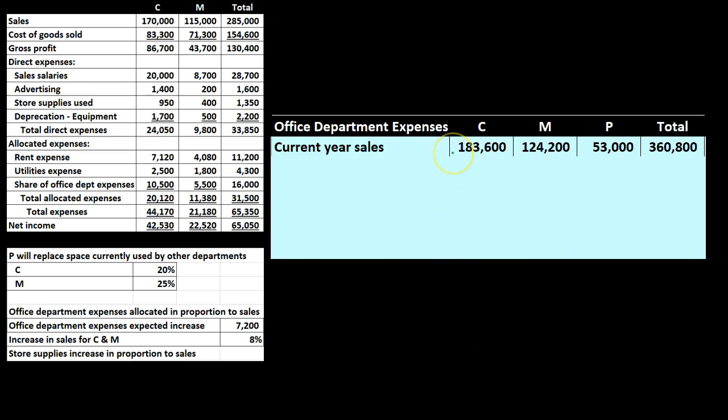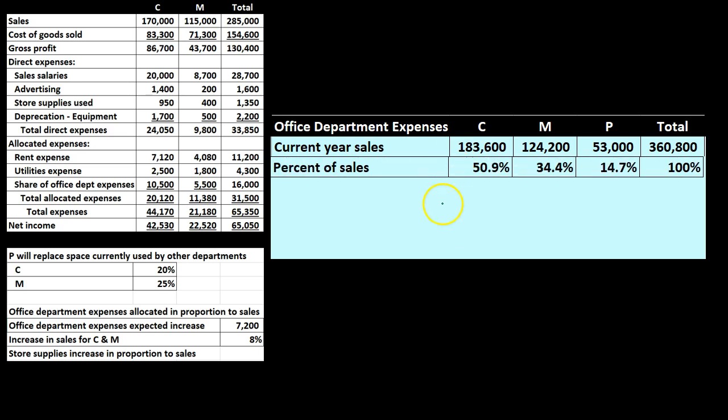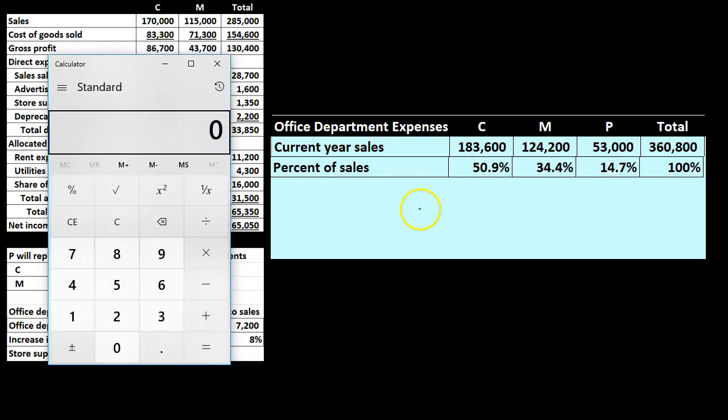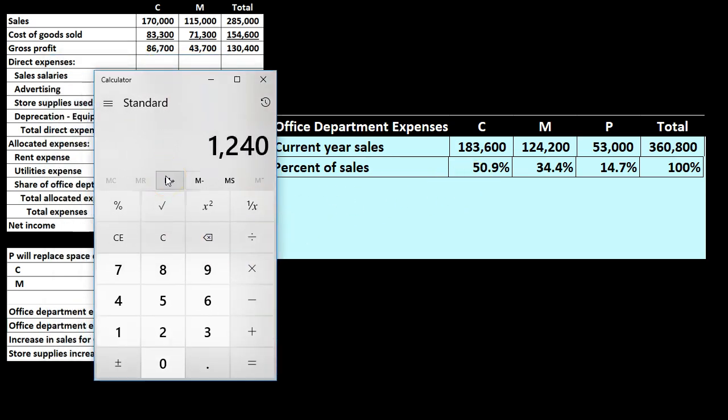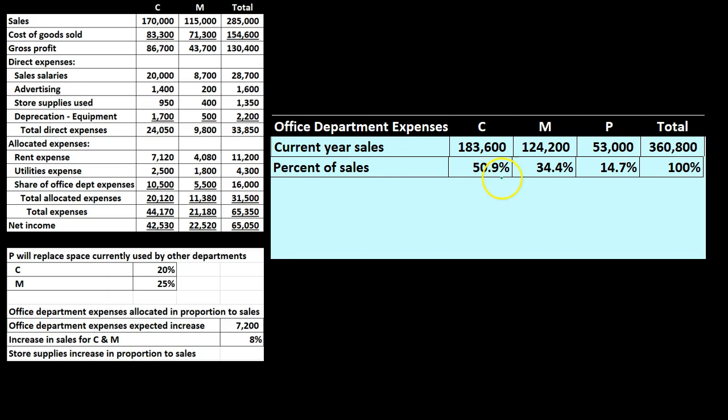So to do that, we're going to take the current year sales. So this is the sales amounts that we just pulled over. And we're going to record the percentages related to them. In other words, 183,600 divided by the 360,800. That's going to be about 50.9%. If we take the 124,200 divided by the 360,800, we get about the 34.4% and so on. These will be our percentages. They add up, of course, to 100%.